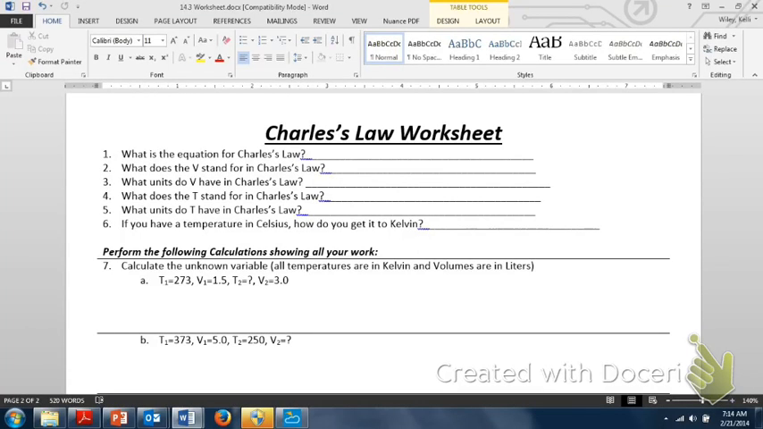Alright, I'm going to go over a couple of these problems from the Charles Law worksheet that you guys said you were, or I heard that you guys were having problems with. So maybe if I go through a couple of these, maybe you'll understand a little bit better, okay?